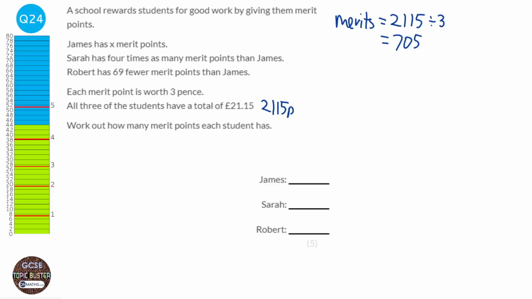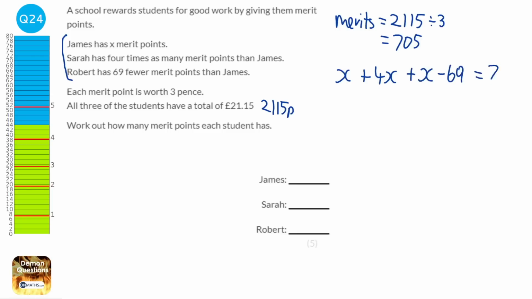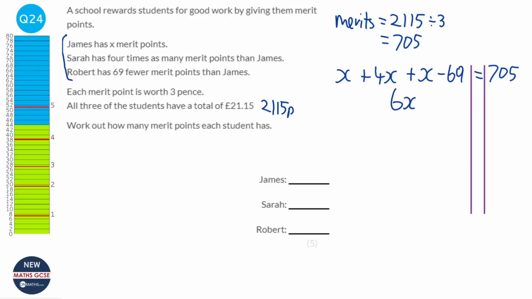Next, have a look at the question here, this part here, where it says James has x merit points. Sarah has 4 times as many points as James, so she's going to have 4x. Robert has 69 fewer merit points than James, so he's going to have x minus 69. And we know that that equals 705 because we've just worked that out. And this feels like a solving coming on. So we've got x plus 4x plus x, which is 6x, minus 69 equals 705. And we're going to add 69 to both sides.